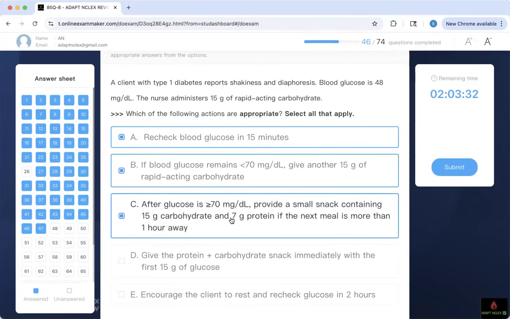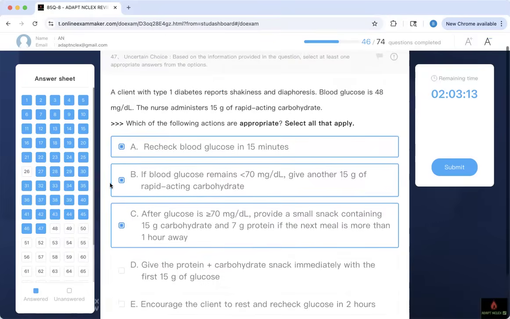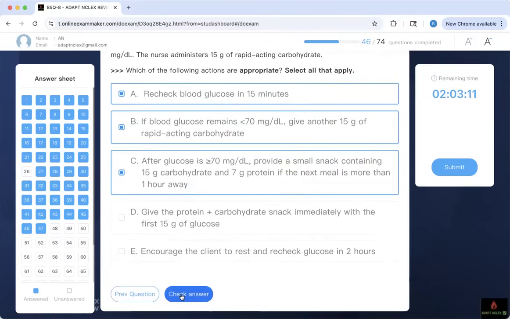That's 7 grams of protein plus another 15 grams of carbohydrate. You see? Give the protein and carbohydrate snack immediately? No, you have to check their glucose 15 minutes later. Encourage the client to rest and recheck glucose in 2 hours? You're going to kill them. So that's the concept. Question 47, mark it down.